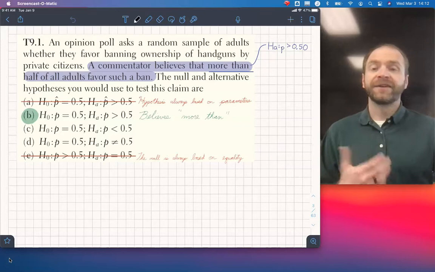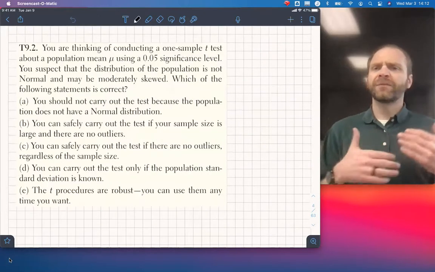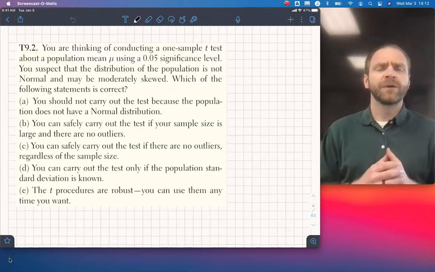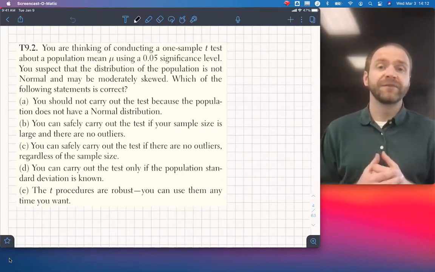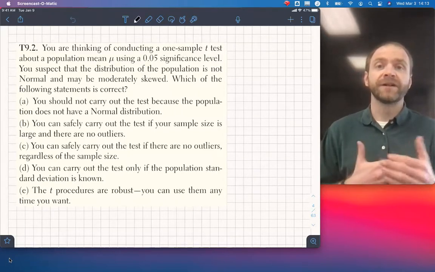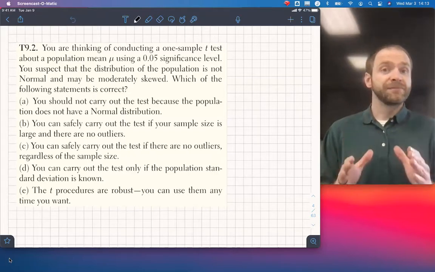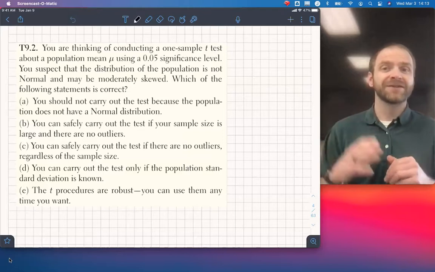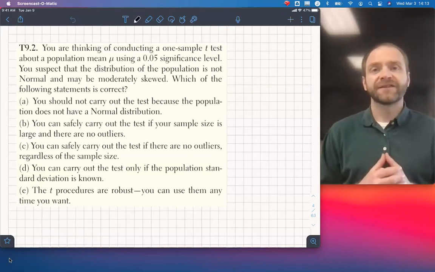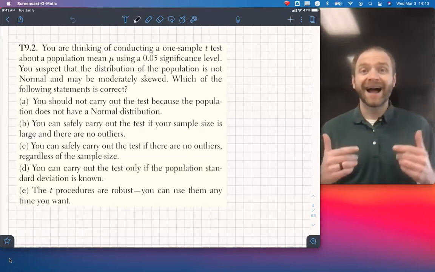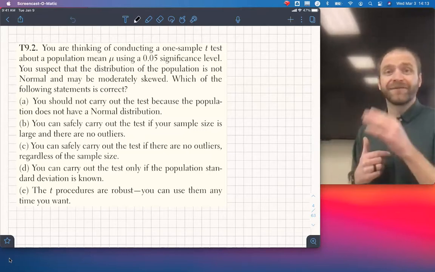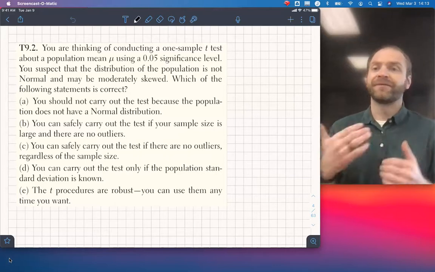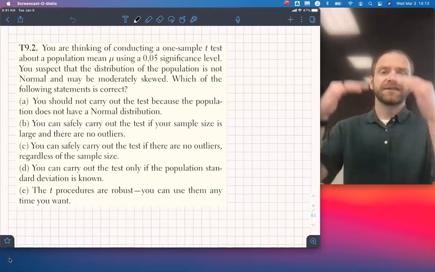Now, if I look at the next one, number 2 is a lot of reading, and you've got to go through this. So you're thinking of conducting a one sample t-test about a population mean mu using a significance level of 0.05. You suspect the distribution of the population is not normal, and there may be a low to moderate skewness to it. Which of the following statements is correct? So in this case, I actually have to read all of these statements to figure out which one it is. So I'm going to start at the bottom when it says which of the following statements is correct. And I'll work to the top.